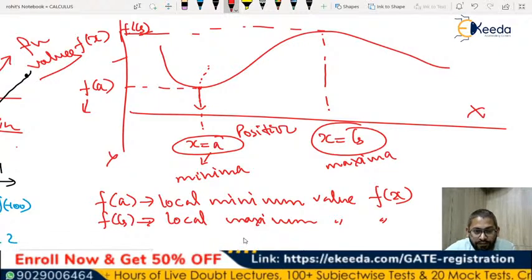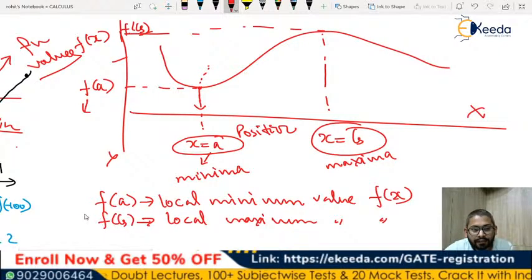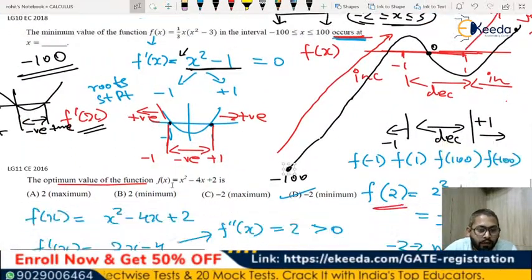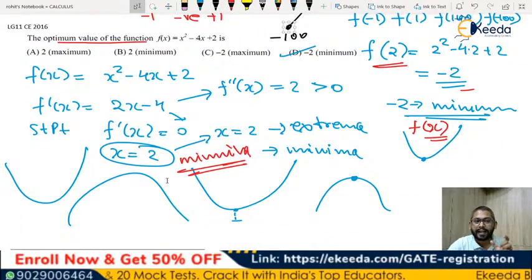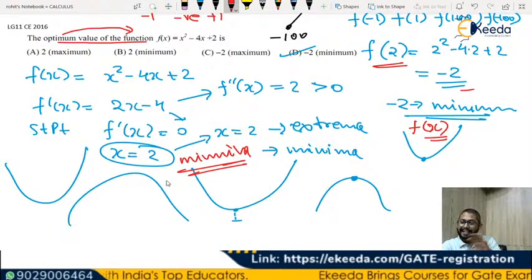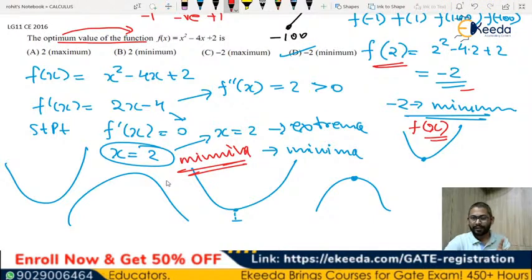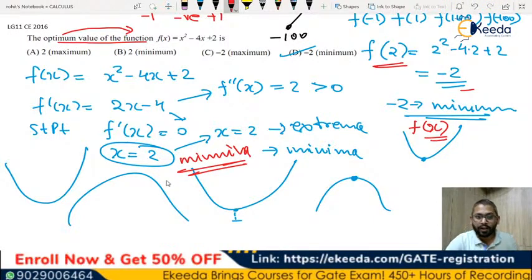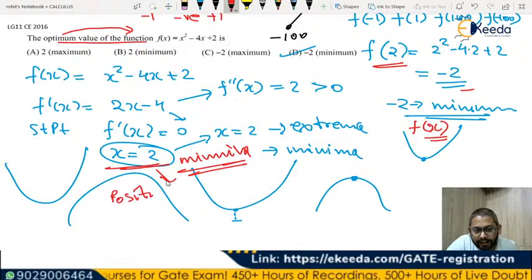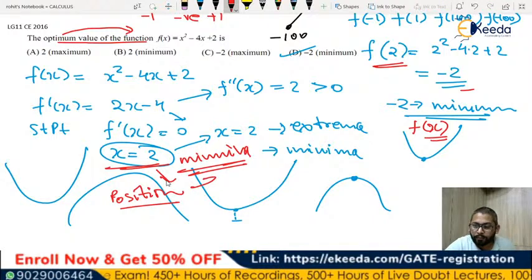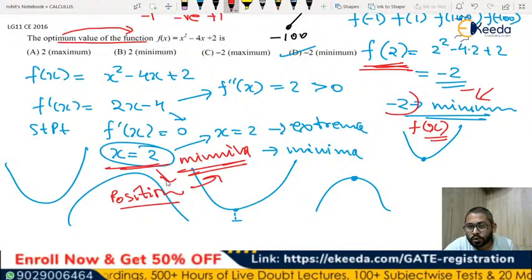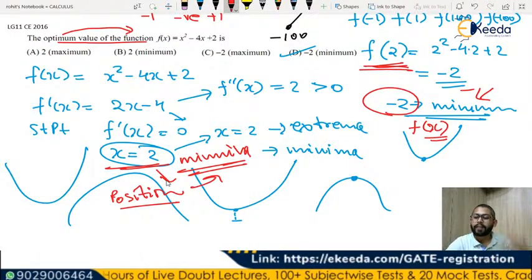So in this question we were discussing, in our question, in this case, you check what are they asking? They are asking the optimum value of the function. They are not asking the position where it is occurring. No, they are asking what is the value. So it is occurring at x equal to 2. This is merely a position. X is equal to 2 is a position of minima, whereas the value is f of 2, which is minus 2, which is the minimum value of the function. Clear?